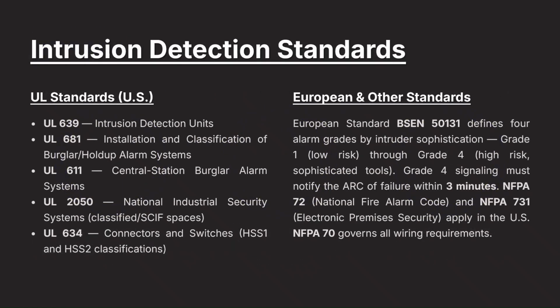Standards ensure reliability and consistency in intrusion detection systems. In the US, UL standards such as UL 639, UL 681, and UL 2050 define requirements for system performance, installation, and classification. European standards like BS EN 50131 categorize systems by security grades and define signaling and response requirements. Compliance with these standards ensures systems meet operational, safety, and regulatory expectations across different environments.